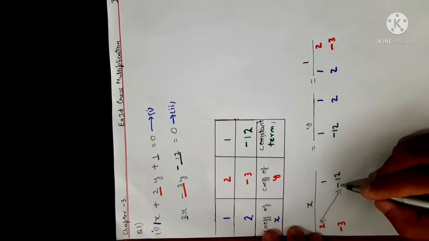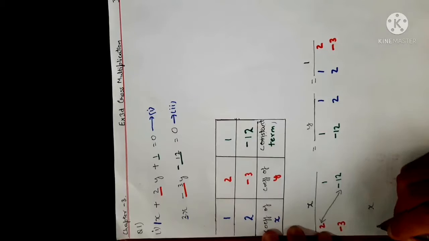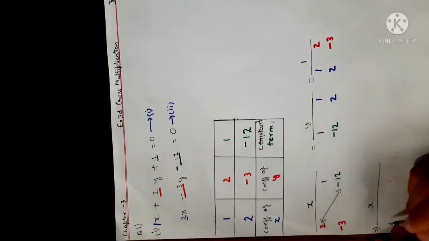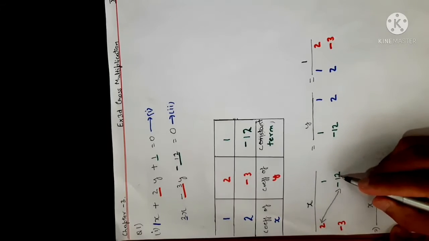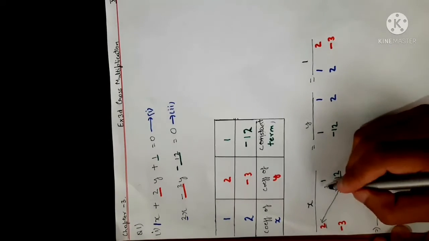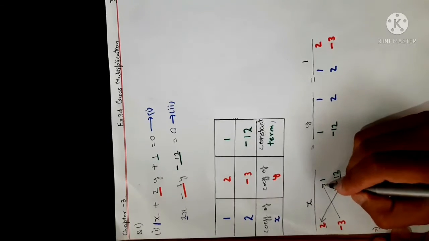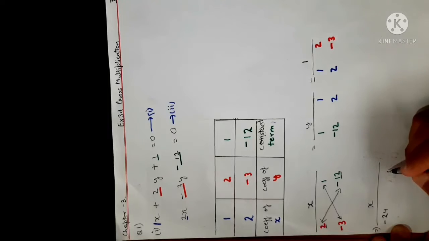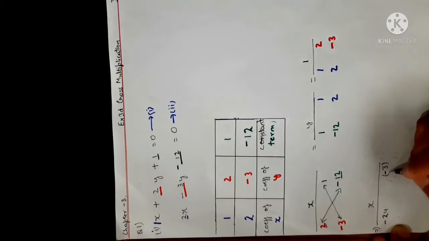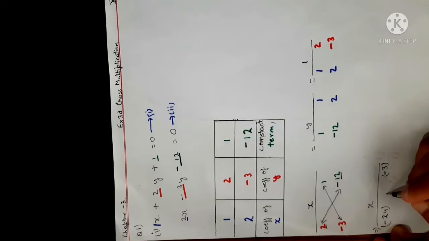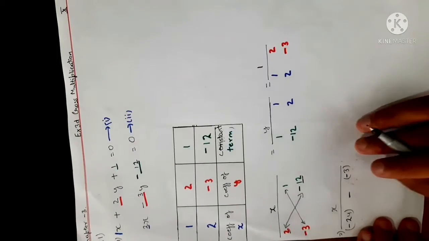We multiply 2 with minus 12. So we write x divided by 2 multiplied by minus 12, which equals minus 24. Next, we multiply 1 and minus 3. 1 multiply minus 3 is minus 3. What sign should we put in between? We should always put the minus sign.